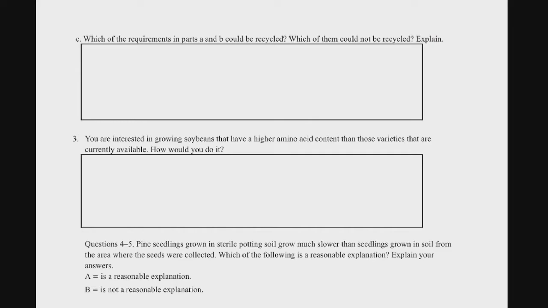Okay, C. Which of the requirements in Part B could be recycled, and which of them could not be recycled? Explain. So oxygen and carbon dioxide can be recycled between the plants and animals in the station.